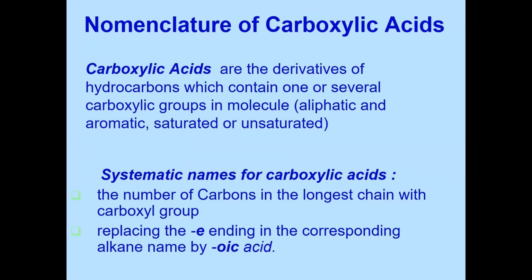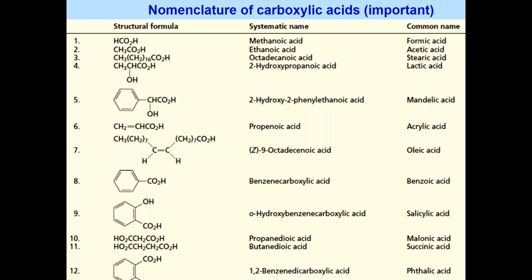Systematic names for carboxylic acids: the number of carbons in the longest chain with the carboxyl group, replacing the -e ending in the corresponding alkane name by -oic acid. You can see some important carboxylic acids. For example, formic acid, acetic acid, benzoic acid, salicylic acid, and so on.